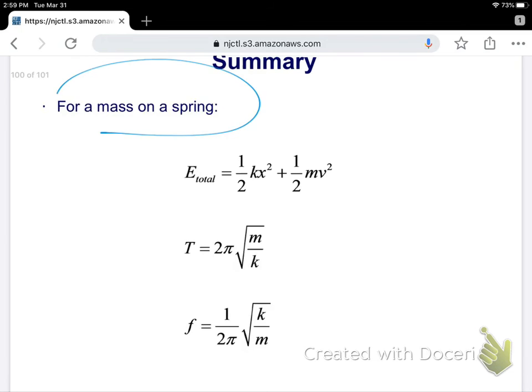When we're talking about a mass on a spring, we said it was a combination of two energies: EPE and KE. And here are the equations for each. We talked about the period of a mass spring being 2 pi times the square root of, remember, Michael cores, m over k. And frequency is the inverse of that, 1 over 2 pi square root of k over m.